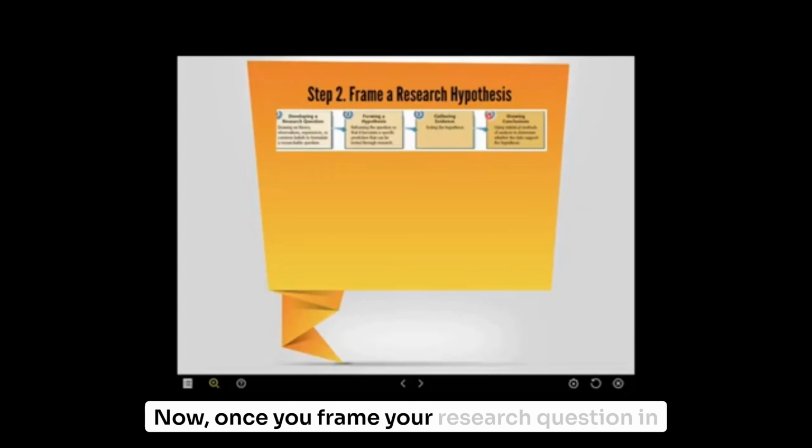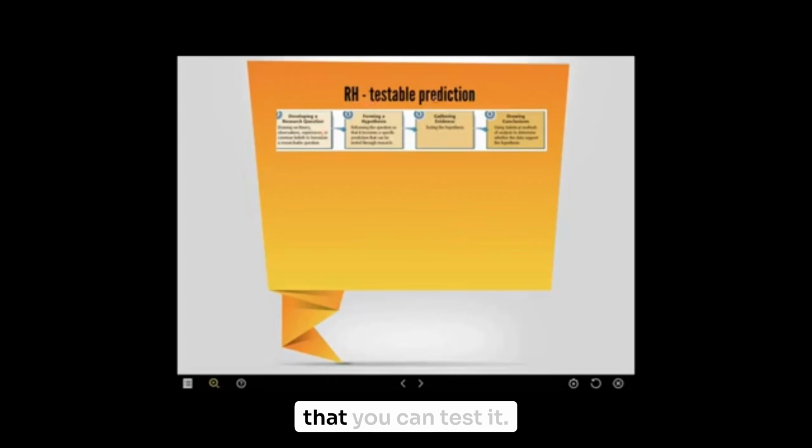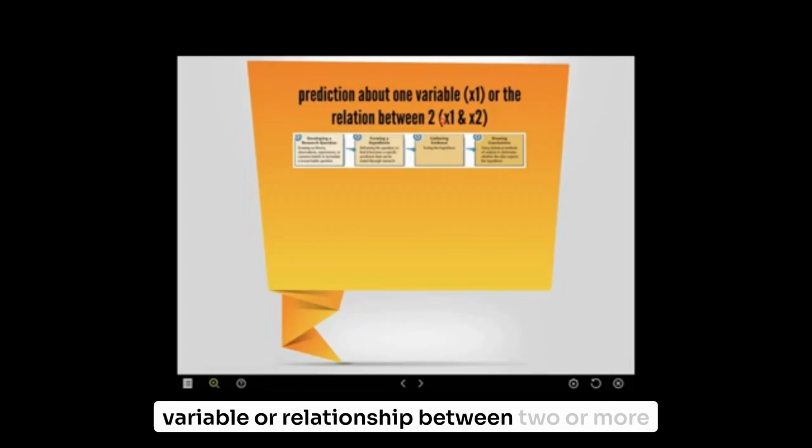Once you frame a research question in terms of a single variable, two variables, or multiple variables, then you frame a research hypothesis. A research hypothesis is your tentative answer to your research question. For example, are gender and memory related? You probably think that they are related. That's why you asked this question in the first place. So a research hypothesis is your guess about the research question, written in a format that you can test. In the research hypothesis, you make predictions either about one variable or about the relationship between two or more variables.